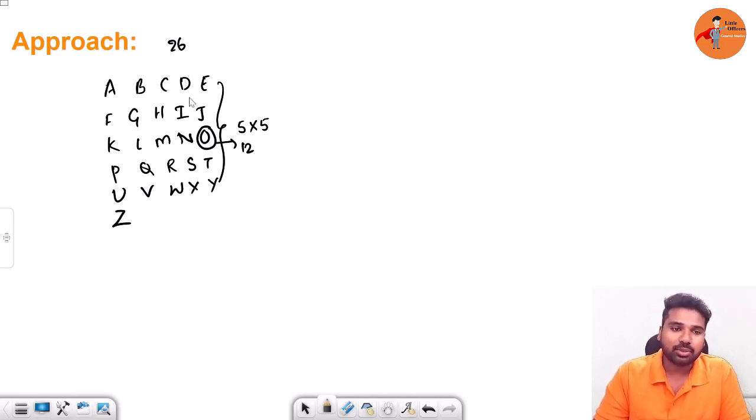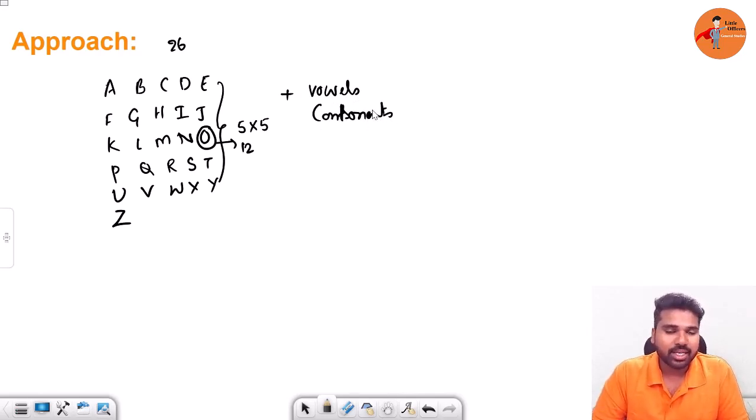The second thing that we need to know is what are vowels and what are consonants. These are very basic terms, like when we begin grammar in English. So what are vowels? Vowels are A, E, I, O, U. Apart from these 5 letters, all others are called consonants. So altogether we have 5 vowels and 21 consonants.